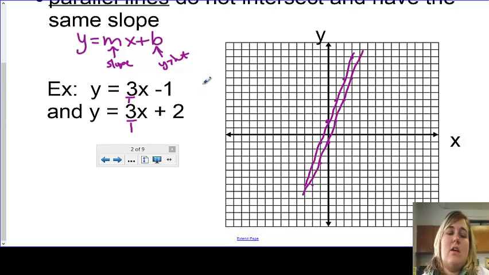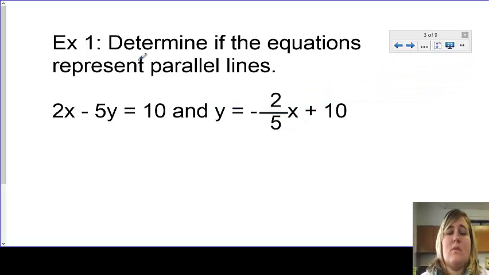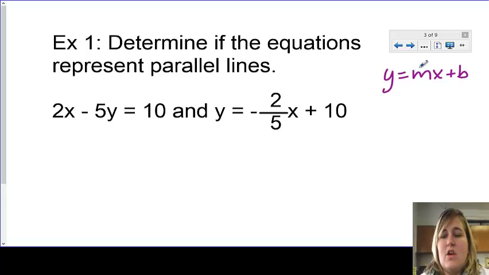So you can see here that I have the same slope of 3 over 1, and that gives me two parallel lines. Now, it says to determine if the equations represent parallel lines. If they do represent parallel lines in my equation, once I get y by itself, the slope will be the same. Okay, so parallel lines, you need to write that down.